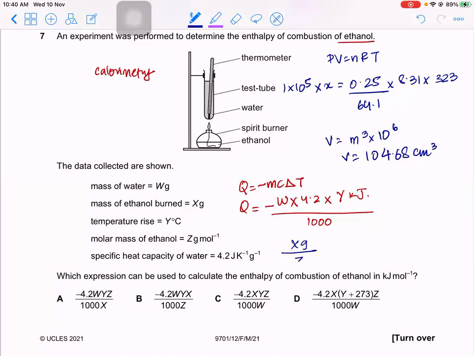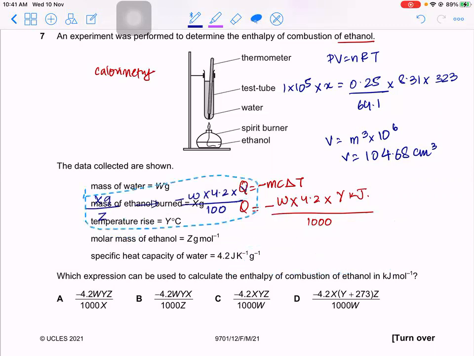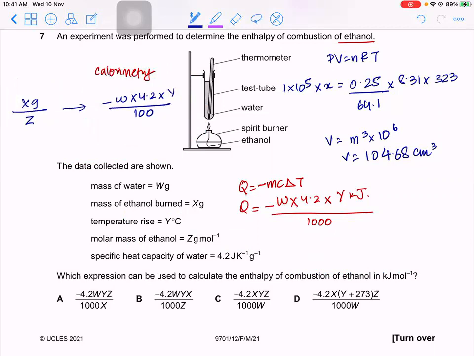Molar mass of ethanol is Z. So these many grams or these many moles give you minus W times 4.2 times Y upon 1000. So 1 mole will give you how much? Now basically they have not given you values. They've given you in terms of X, Y, Z, etc. So you need to find this.